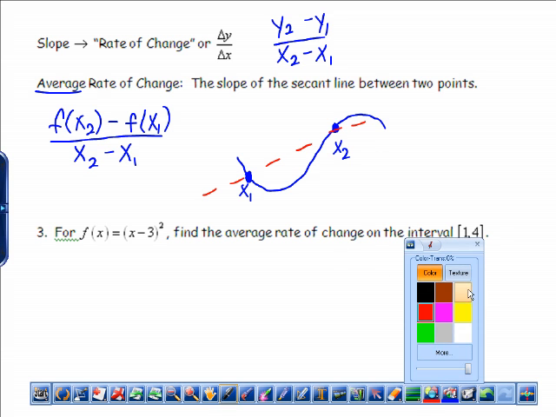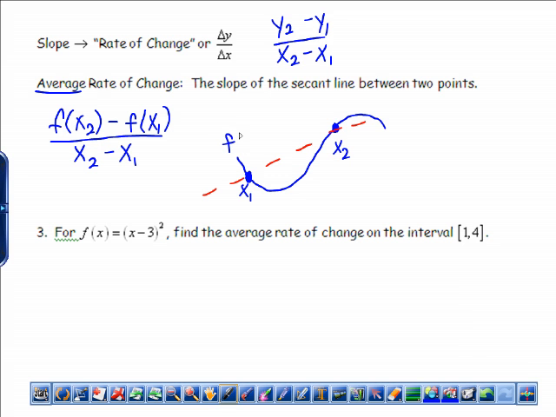Let me label this in blue. This blue curve is obviously f of x. So what we've got here is we've got y values, okay? Our y value right here is f of x1. Our y value up here is f of x2, okay? And this line that I drew in red is the secant line. So if you wanted to know the average rate of change between these two x values, you would basically be finding the slope of the secant line. Okay, so you would do f of x2 minus f of x1, numerator, over x2 minus x1, denominator.